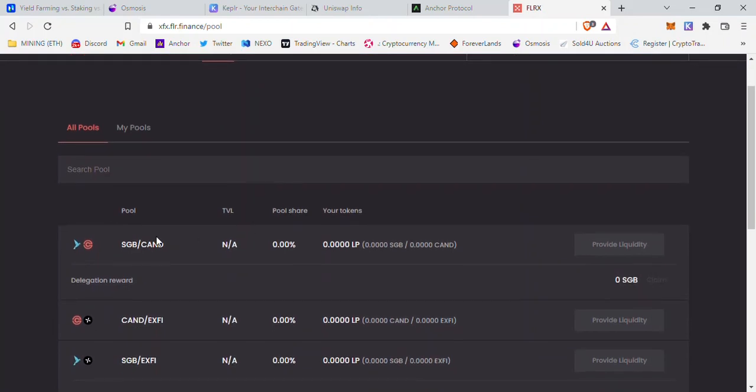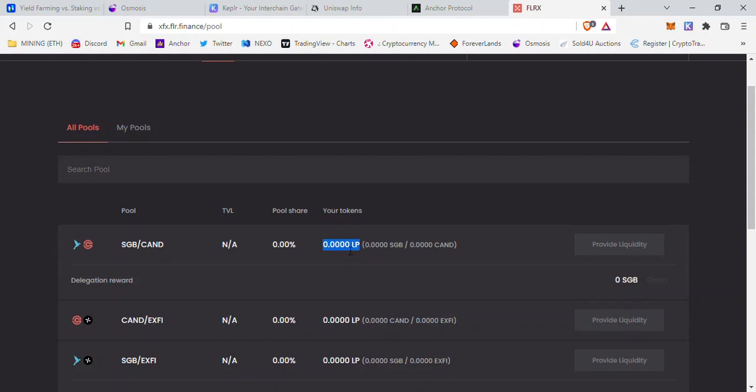So how this works is, let's think back to yield farming, the two-asset pools. You're going to be staking 50-50. So in this case, if you wanted to enter this pool, you're going to be staking 50% SGB and 50% CAND. Okay, and then once you stake it here, you'll receive what is called an LP token, a liquidity pool token.